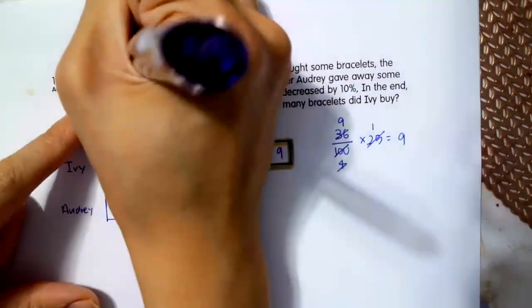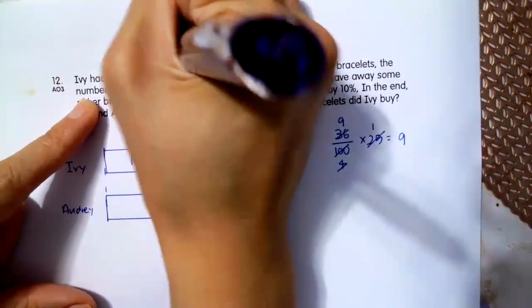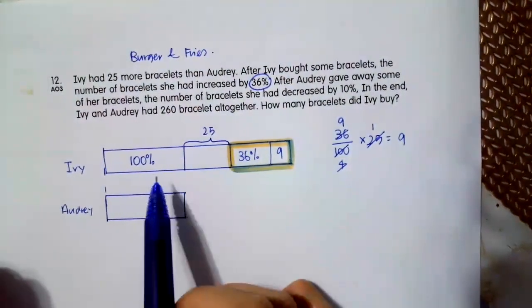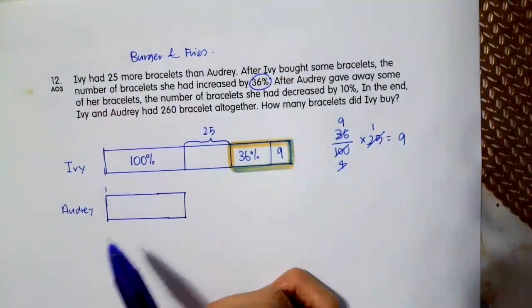This is actually your burgers and fries question. Okay. So which is why I told you, if you can't see in this manner, you can change it to units. All right. Now, next.